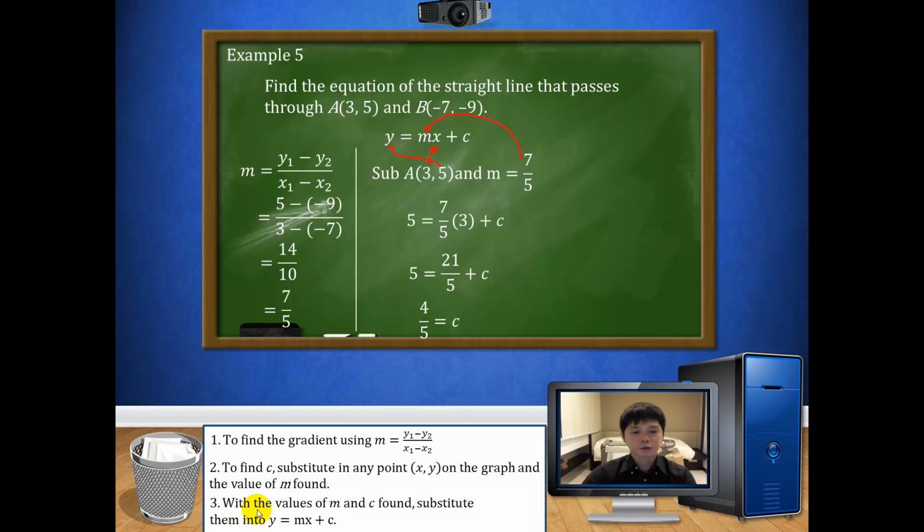Now, the last step is to substitute the values of m and c found. And hence, we will have y equals 7 over 5 x plus 4 over 5. Now, do be careful of the signs here. If the gradient is positive, we will put it in as positive. If the y-intercept is positive, we shall put it in as plus here.